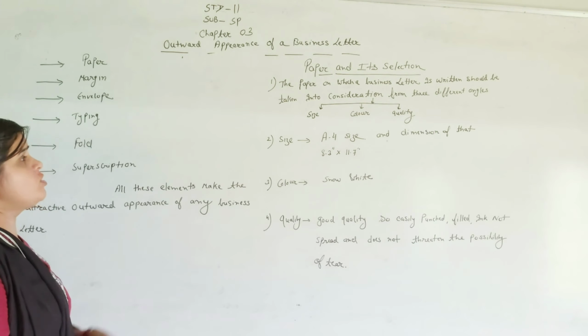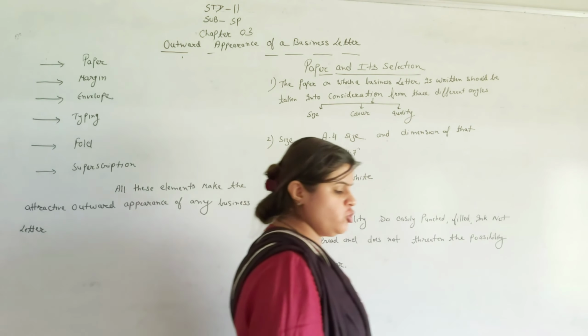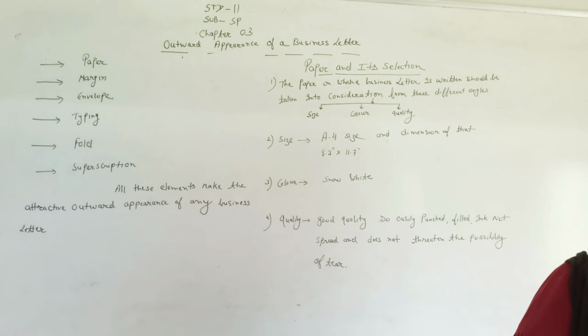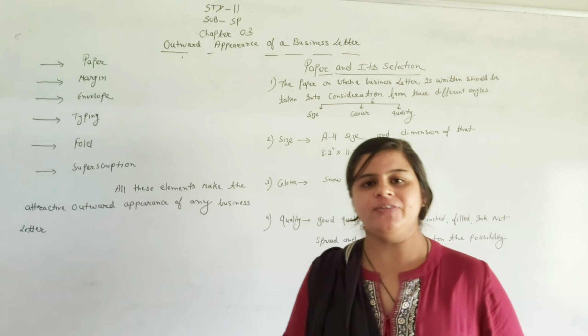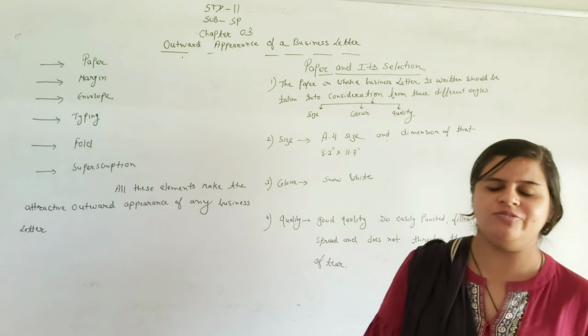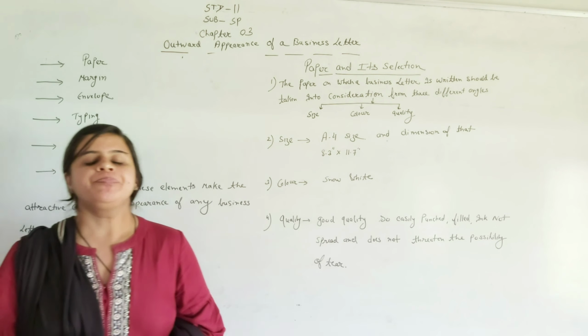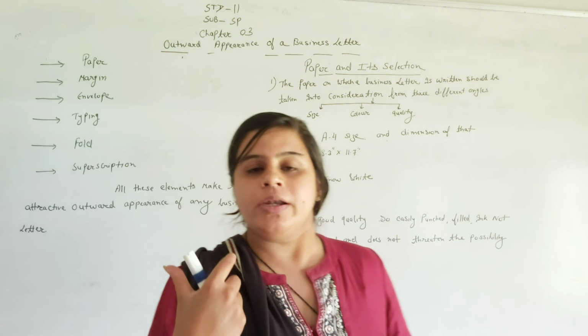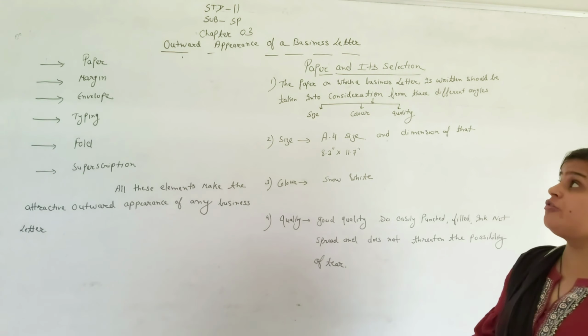Today's subject was of SP and the chapter number 3. We have completed the two chapters. The chapter number 1 regarding the communication and the chapter number 2 the effective letter writing and its various styles, and we also included the part of exercise in our videos also. Now today's topic, chapter number 3, the outward appearance of a business letter.